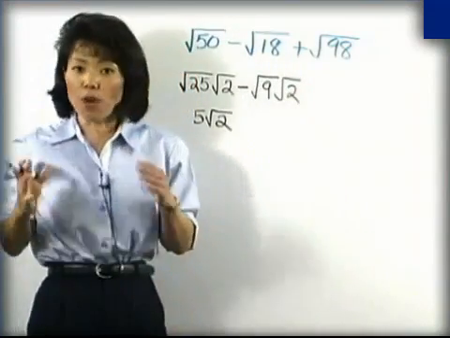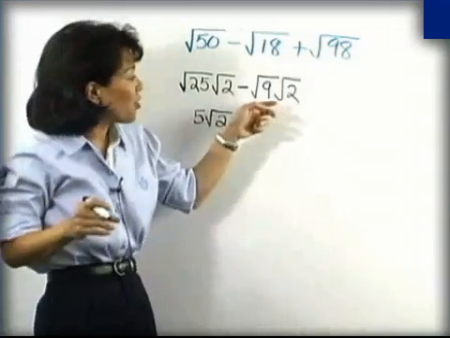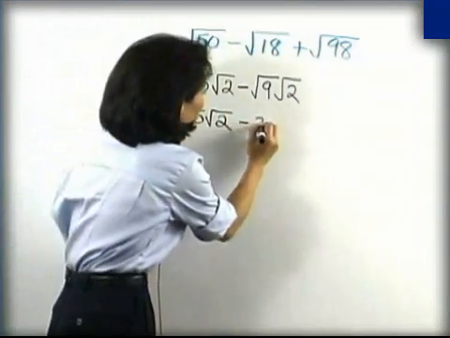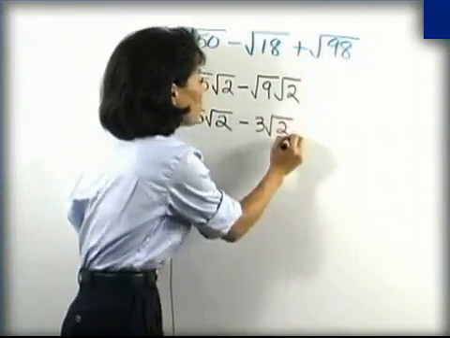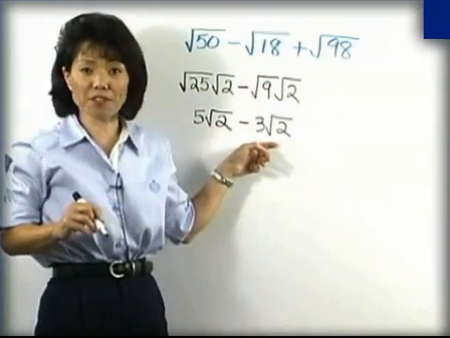Why do I do that? Again, because I want perfect squares that are factors, so I can simplify the perfect squares. The square root of 9 is 3, so that middle term, the square root of 18, simplifies down to minus 3 root 2.